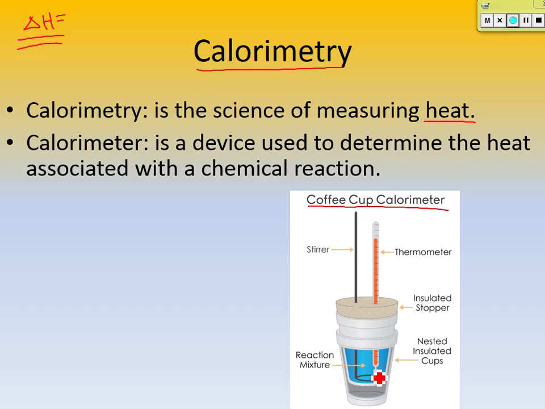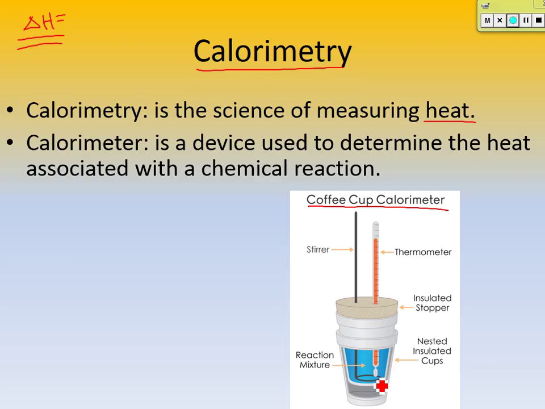Why do we have a thermometer? Well, it's going to track whether or not the temperature goes up or down in that chemical reaction. Okay, we're going to do the chemical reaction down here. If it heats up the surroundings, the thermometer will go up. If it absorbs heat energy, the temperature will go down in the cup.